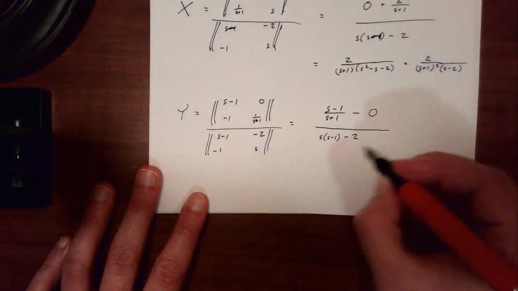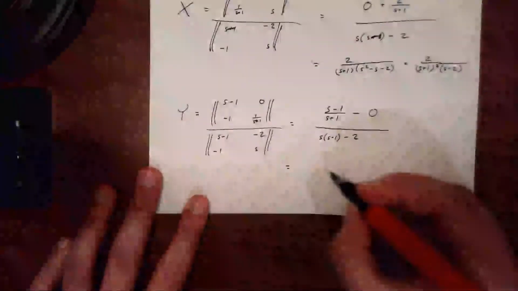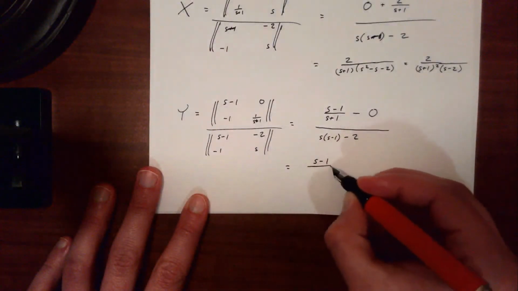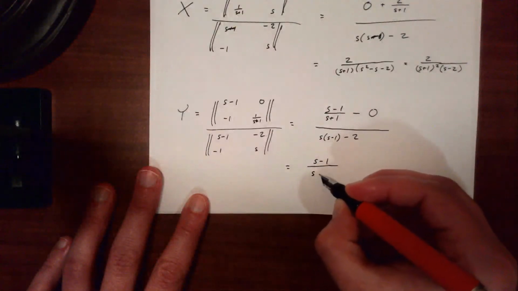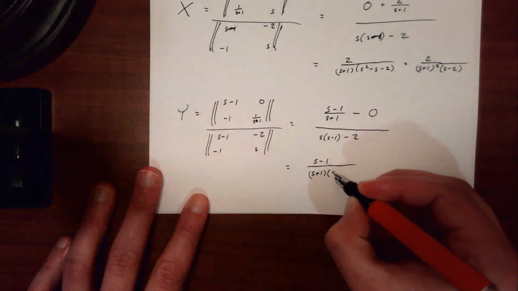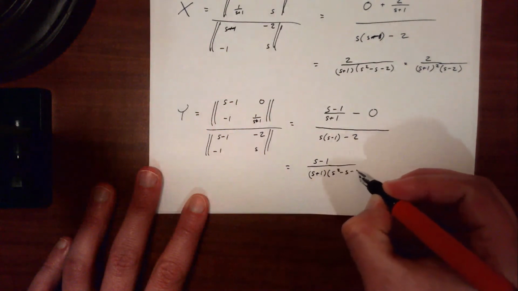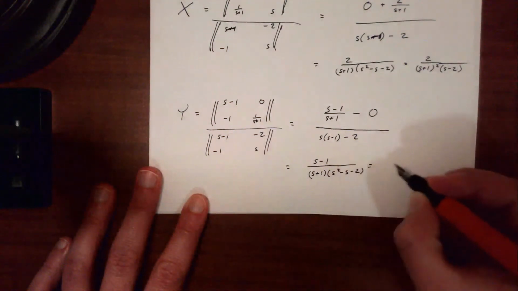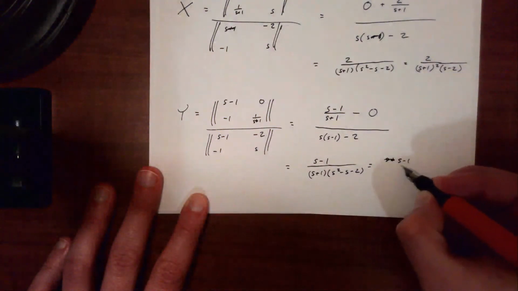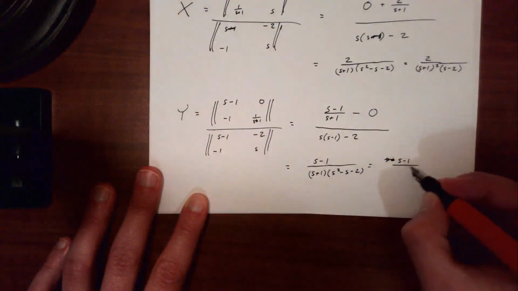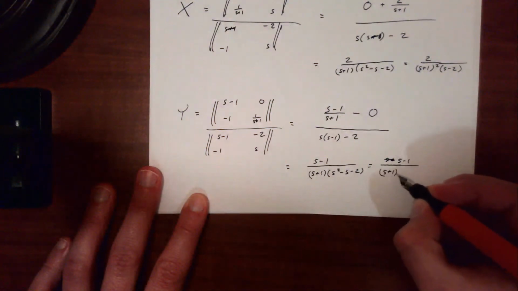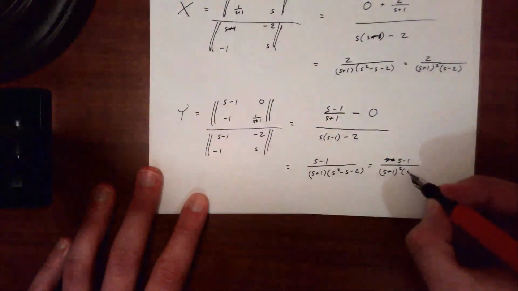And so, by the same token really as before, we're going to have s minus 1 divided by s plus 1 times s squared minus s minus 2, which is going to be s minus 1, divided by s plus 1 squared, s minus 2.